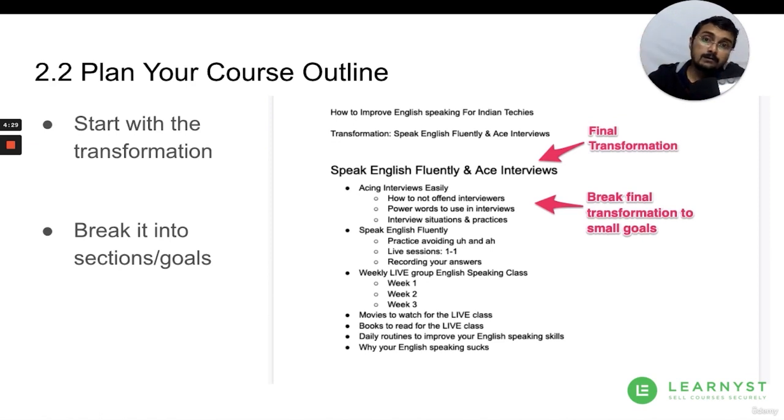Now the goal before that could be that you are teaching them the skills to ace interviews very easily, and before that you are teaching them how to speak English fluently. And before that, you are conducting live one-to-one calls to help them practice more and improve their English. And before that, you are suggesting some movies to watch or books to read and daily routines they need to follow, and so on. So you come from the top and you drill down to the beginning. So this is one way you can plan your course outline, by breaking it into sections or goals.